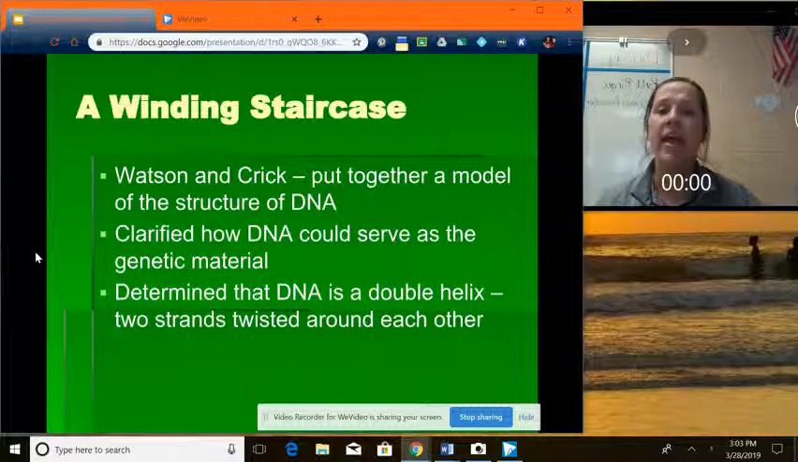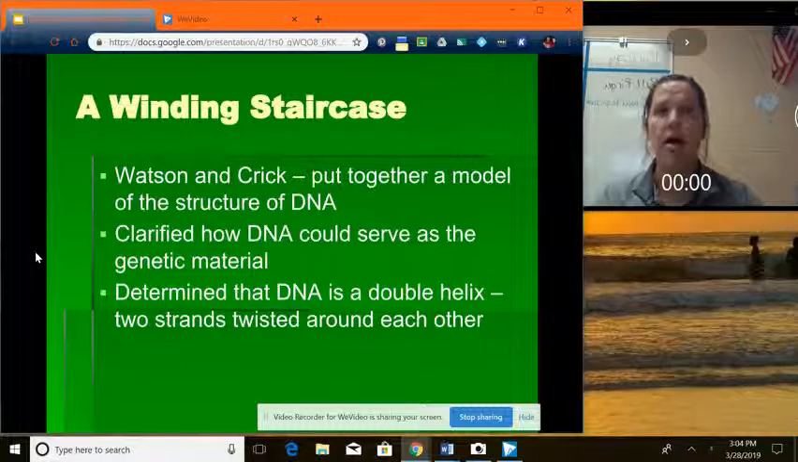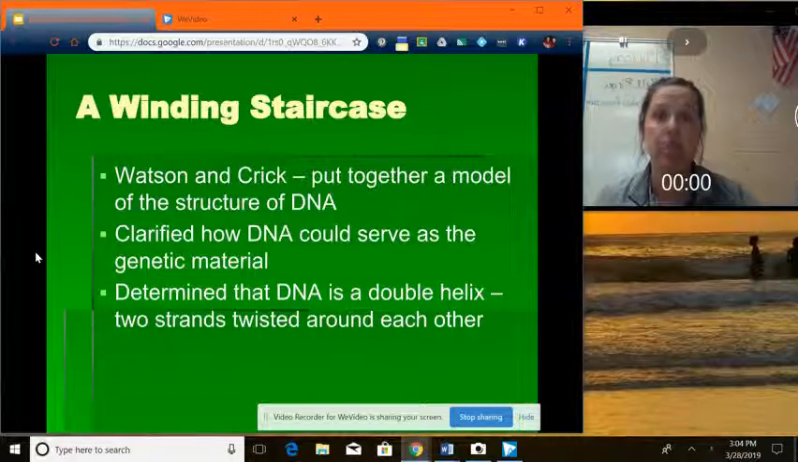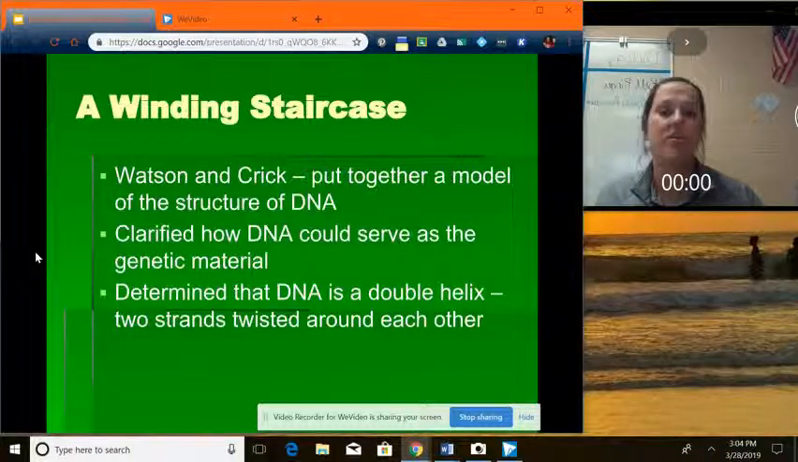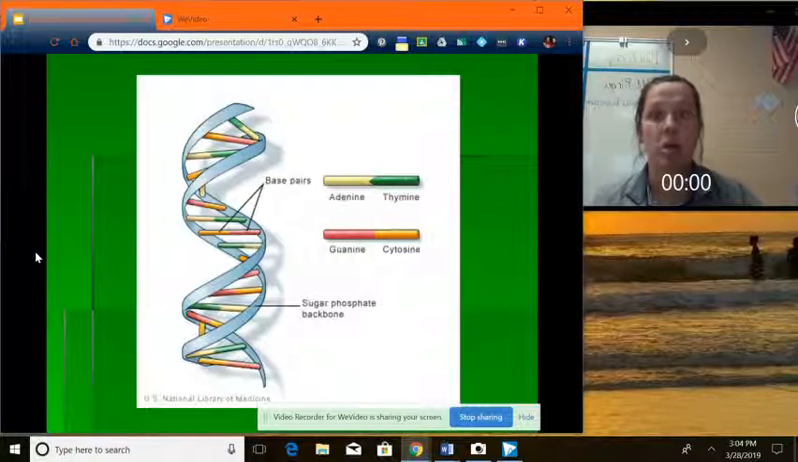But they helped determine that DNA is what we call a double helix, which is two strands twisted around each other. You can kind of think of it as a spiral staircase, is how a lot of people like to think of it, or Twizzlers, something where two things are wrapping around each other. If you look at the picture, this is exactly what I'm talking about.